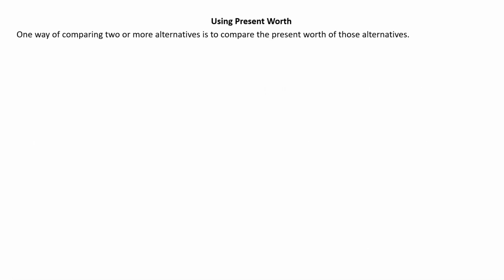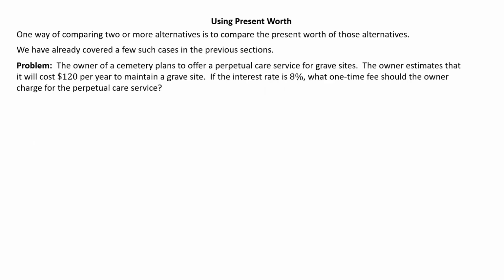Using present worth: one way of comparing two or more alternatives is to compare the present worth of those alternatives. We already covered a few such cases in the previous sections. Now let's look at this example, which I like for some reason. The owner of a cemetery plans to offer a perpetual care service for grave sites. The owner estimates that it will cost $120 per year to maintain a grave site. If the interest rate is 8%, what one-time fee should the owner charge for the perpetual care service?